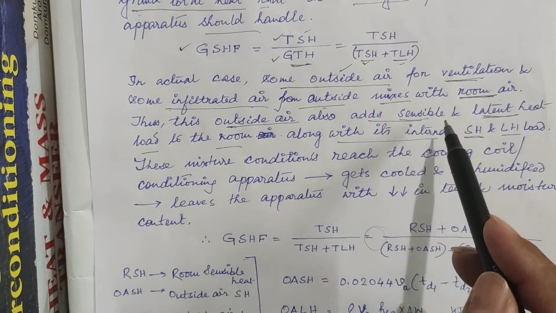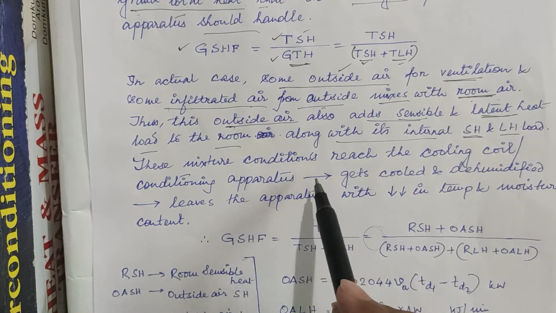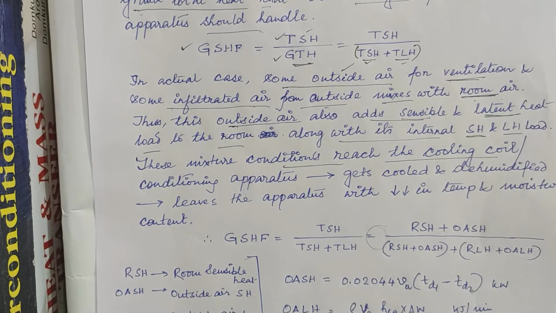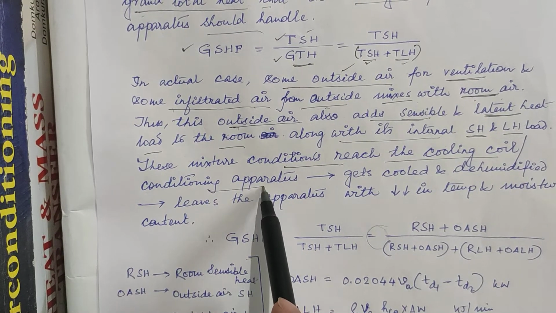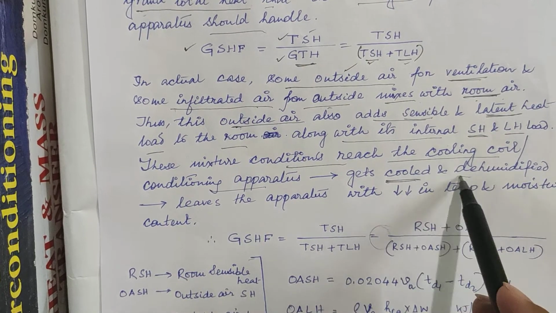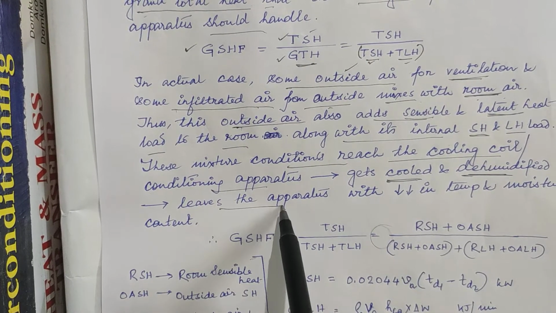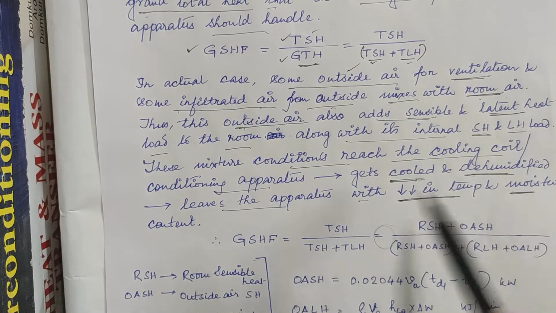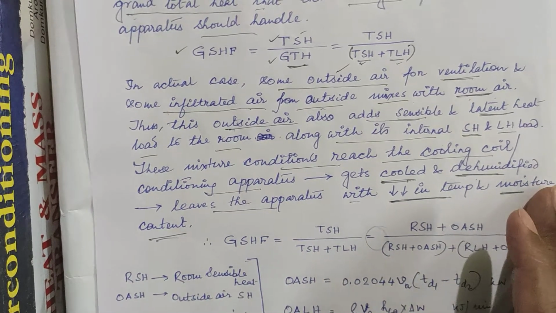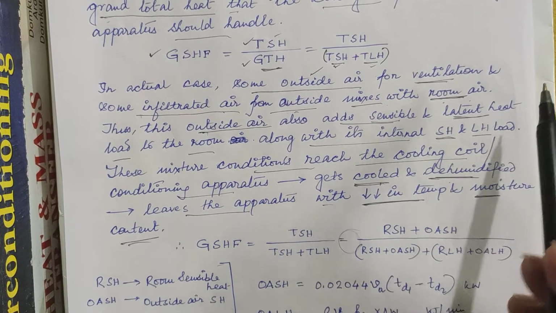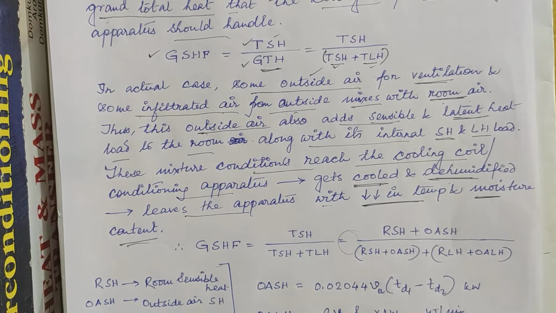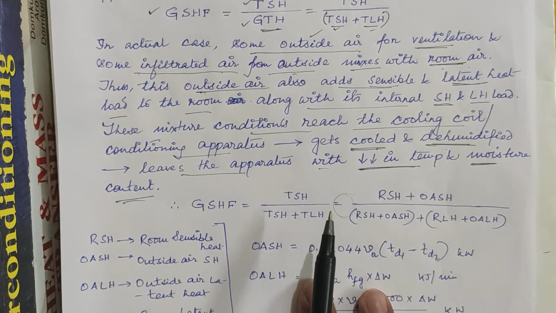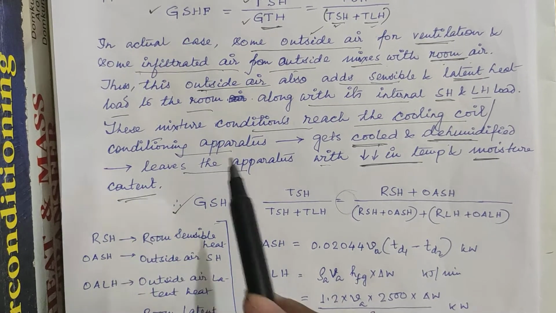That means the mixture of room air and the recirculated air will reach the cooling coil or cooling apparatus first, where it will first get cooled, then dehumidified, and leave this apparatus with a decrease in temperature because cooling is done, and a decrease in moisture content because dehumidification is done. So from this practical case, we can further continue our discussion and get the concept of the grand sensible heat factor.